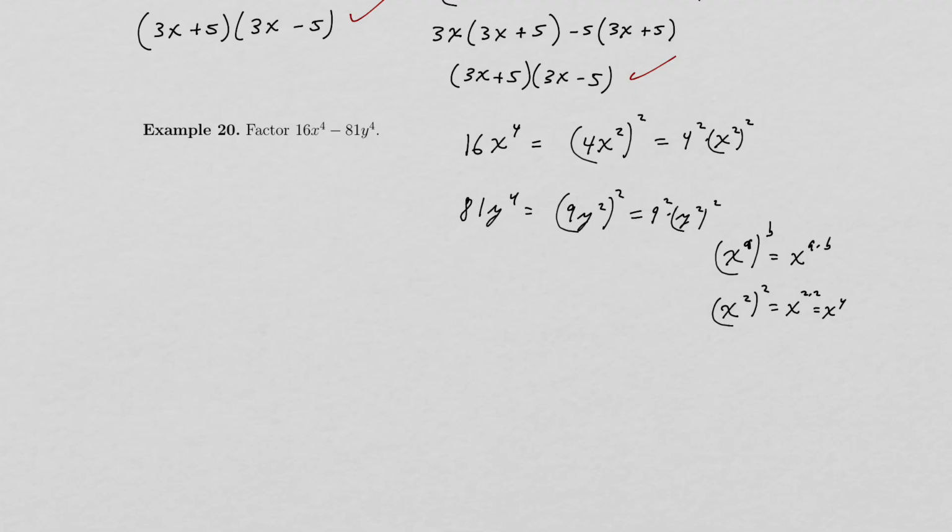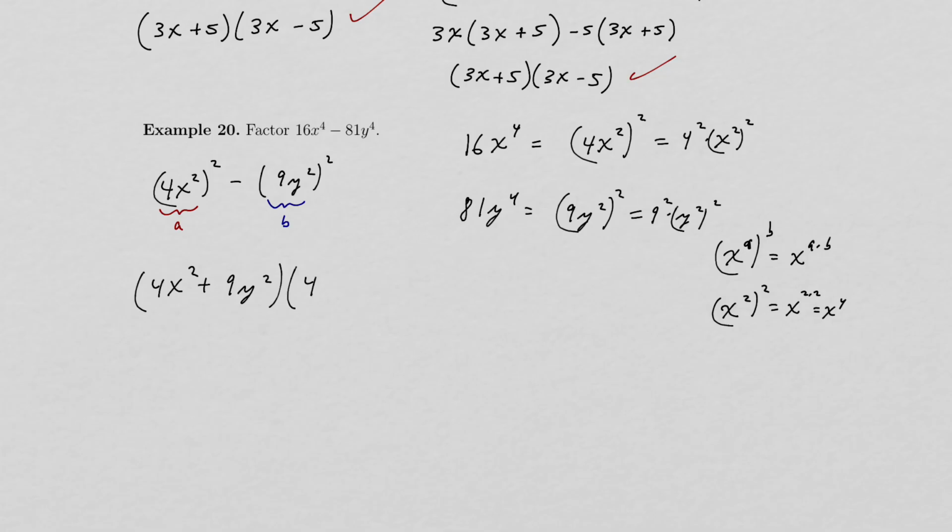So this is really a difference of squares. I can write this as 4x squared squared minus 9y squared squared. So this is like my a, and this is like my b. So this is going to be a plus b times a minus b. Right, so that would be the correct factorization for that.